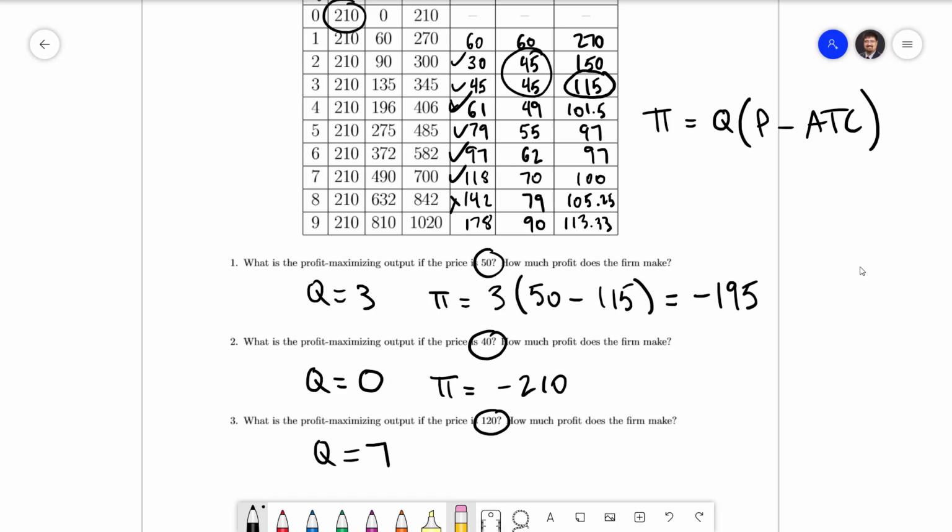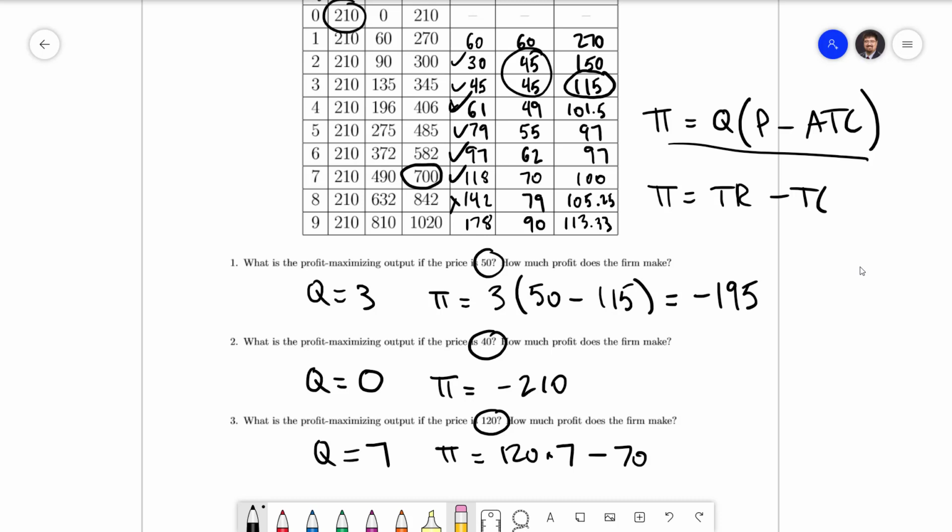To calculate the profit, we can use the exact same method as we did before, this equation right here. Alternatively, we can use profit equals total revenue minus total cost, and just for variety, I'll use that equation instead. They are exactly the same. Total revenue is price times quantity, so we have 120 times 7 minus the total cost, which we find from our chart, is 700. That comes out to positive 140.